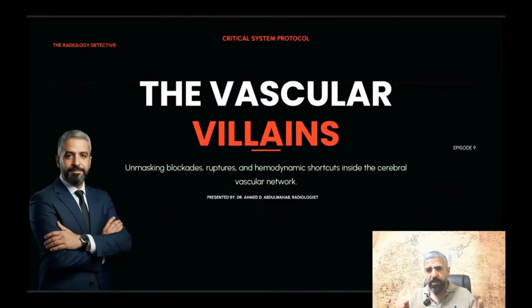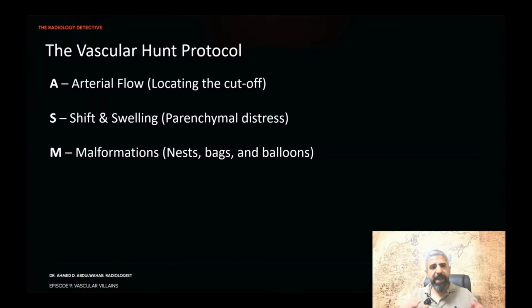In the cerebral vascular map, a single second of a blockage or rupture changes everything. So let's hunt. First, let's start with the vascular protocol. Before we crack the first case, we must align our tools. We adapt our classic ASM protocol for the vessels. A is for the arterial flow. Look for the cutoff. S is for shift and swelling.